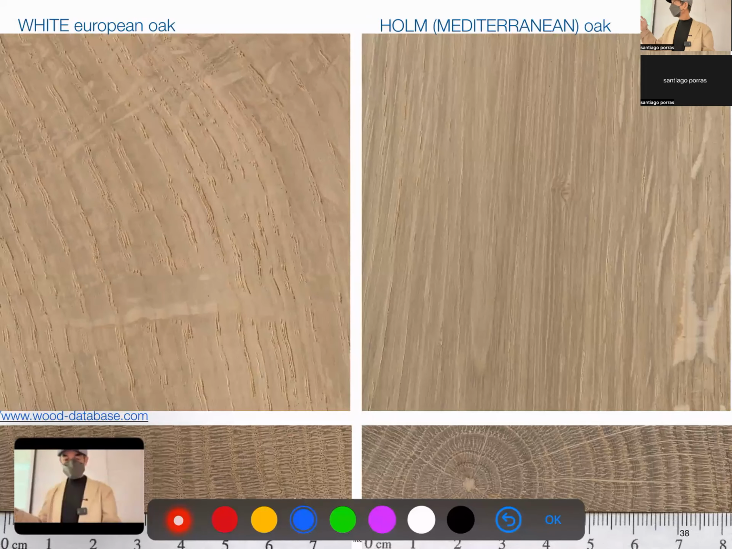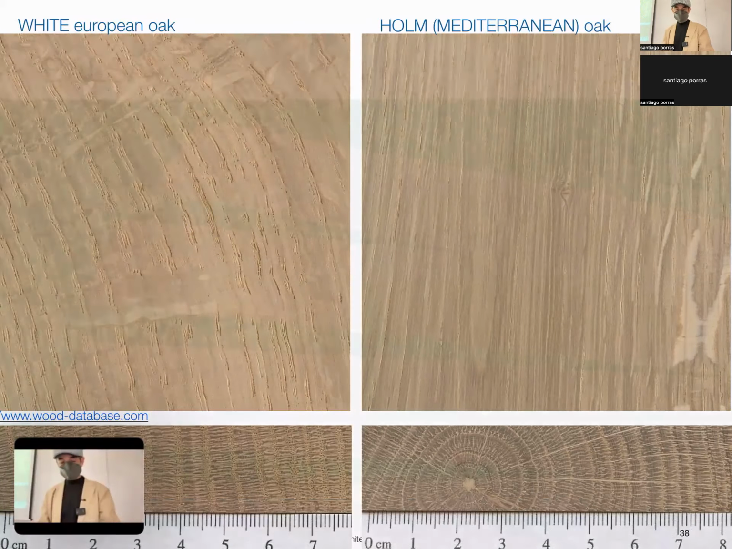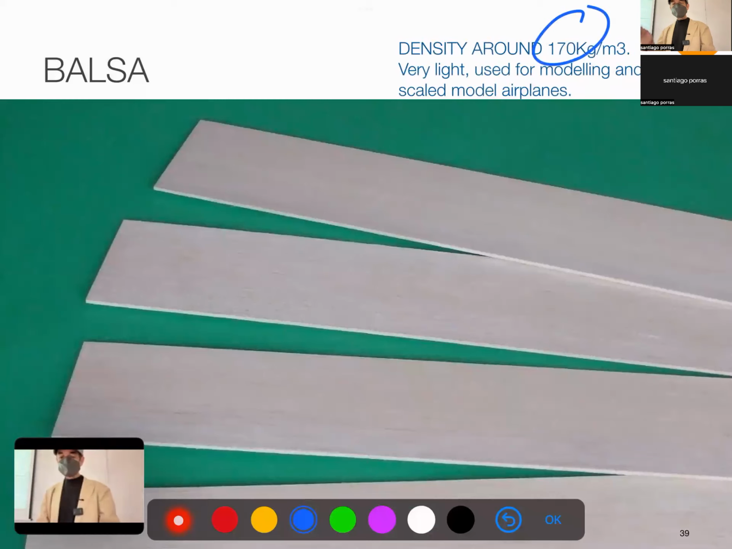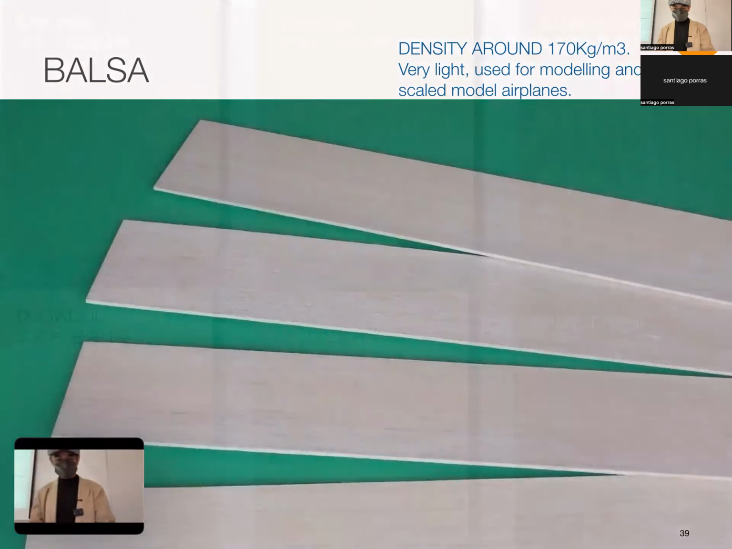More examples of the European, right? So you see there's a lot of variation even with the same species of tree, but those huge rays or those huge vessels, which can be seen by the eye, are very characteristic of oak. And of course, I have to mention balsa because it's the lightest and softest timber we have, right? You are very familiar with it, and it is called hardwood.